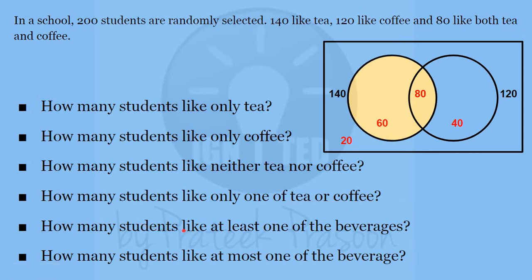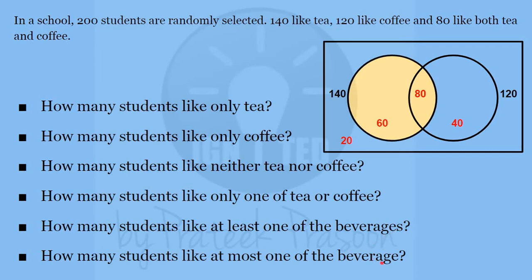Now it says how many of the students like at least one beverage. At least means the minimum limit is this one. You can have a maximum limit of anything, 1, 2, 3, 4, etc. So they like at least one beverage, one or more than one. We already know one is 60 plus 40, that is 100, and more than one is 80. So that will come out to be 180. We don't have more than 2.